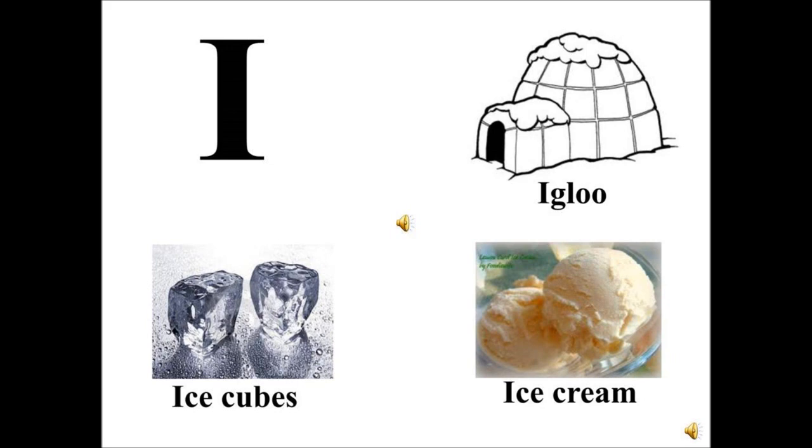Let's spell that I word. That I word is ice cream. Ice cream. I hear the letter I. Let's spell ice cream. I-C-E-C-R-E-A-M. Ice cream. Now that's actually two words, but it is a picture of ice cream. And the ice cubes, that's actually two words too, but those are ice cubes. Great job.